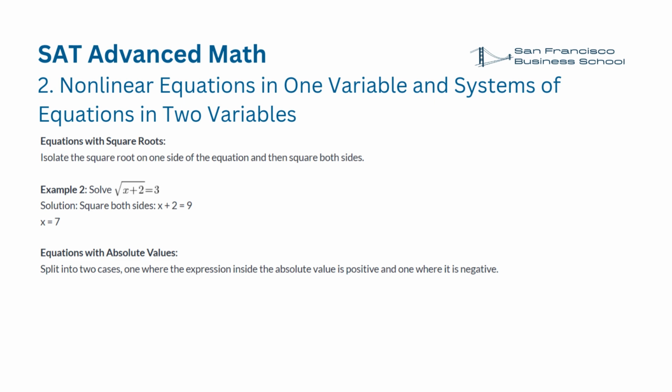Equations with absolute values. Split into two cases, one where the expression inside the absolute value is positive and one where it is negative. Example 3. Solve the absolute value of x minus 3 equals 5. Solution: x minus 3 is equal to 5 or x minus 3 equals negative 5. x equals 8 or x equals negative 2.